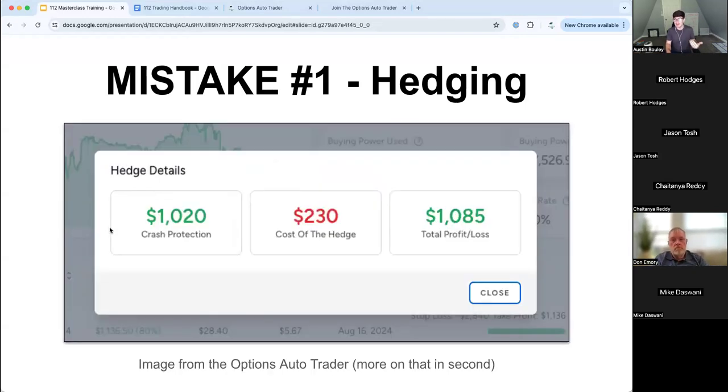If you don't know how to tell how much money your hedges will make you if the market crashes, that's why I put this in the Options Auto Trader. You just click on the hedge button and it shows you how much protection you get for your hedge. So you can kind of sum all those up and see what is going on.